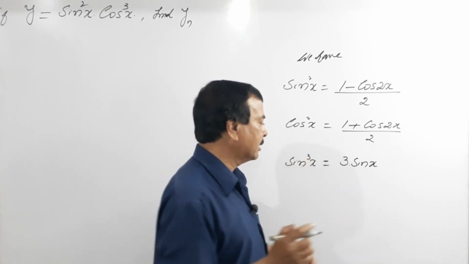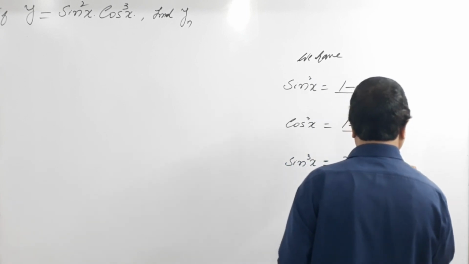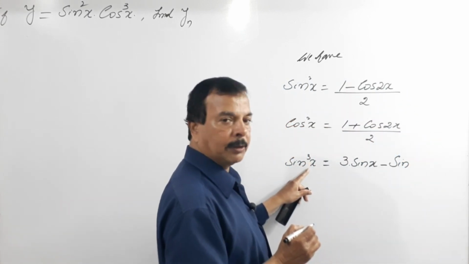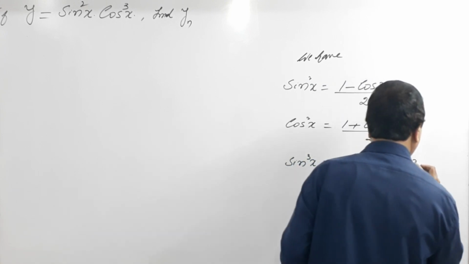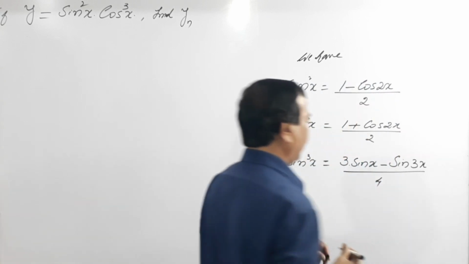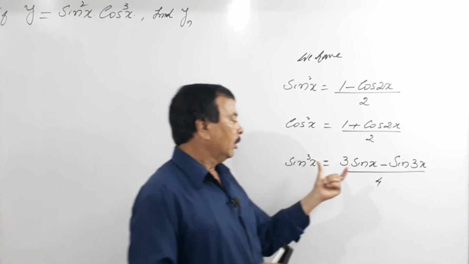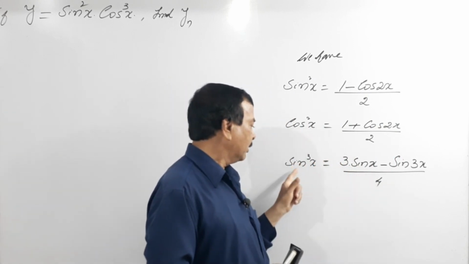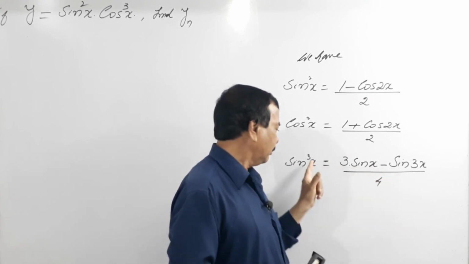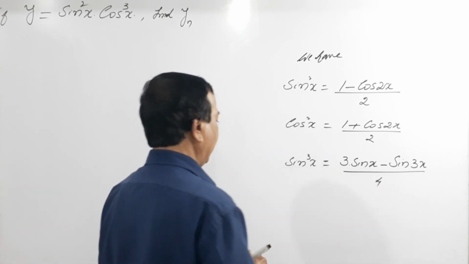So this means 3 sin x minus sin, this cube, you try to bring it to the center. Then what happens here? 3x by 4. This is for sin cube x. When you have this, try to remember like this: 3 into sin x minus sin 3x by 4.